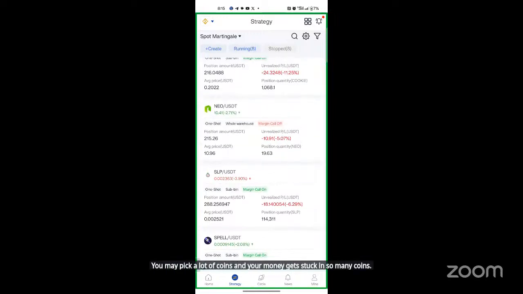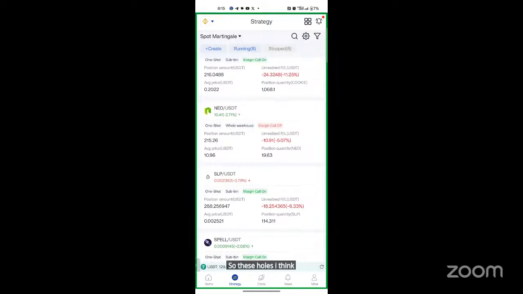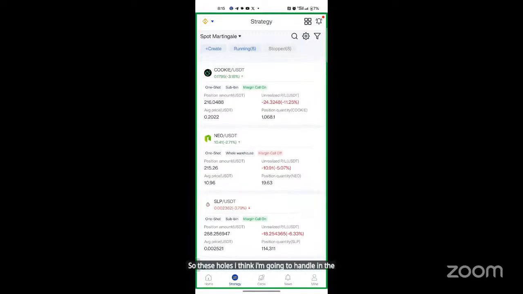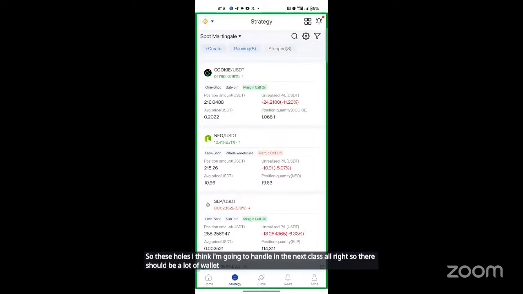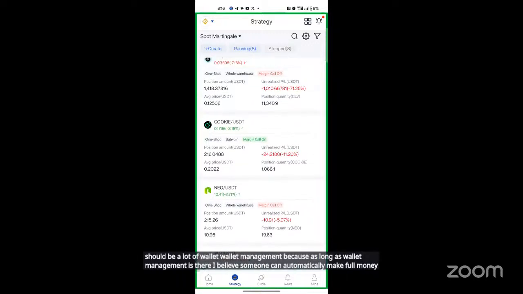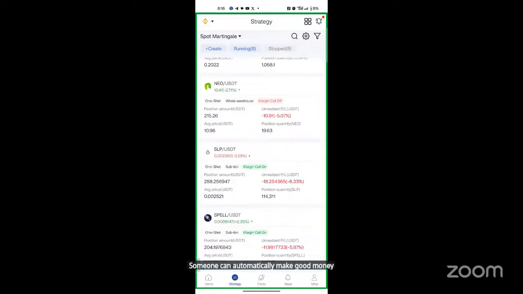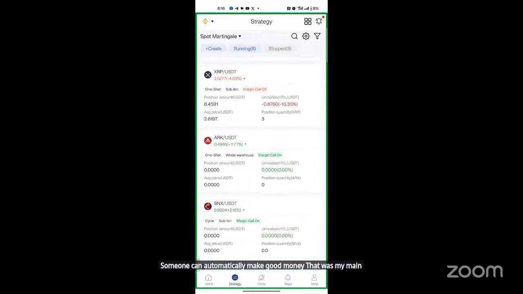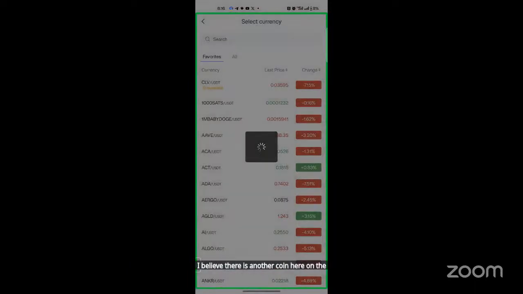So this also I think I'm going to handle in the next class. All right. So there should be a lot of wallet management, because as long as wallet management is there, I believe someone can automatically make cool money. Someone can automatically make cool money. That was my main lesson for today. I believe there is another coin here on the list. I love it. Lumia.